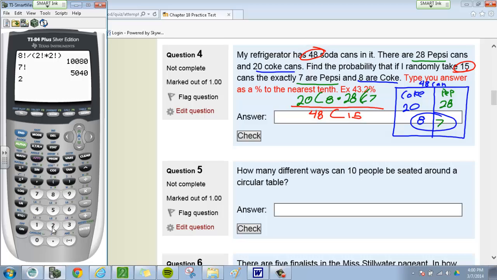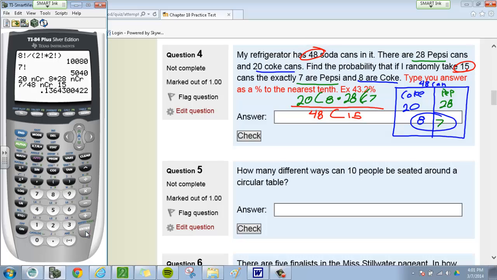So let's just punch that in. 20 math 3, 8. And then we're multiplying that by 28, 7, and then we're dividing that whole thing by 48, 15. Now remember, if we had two things in the denominator, we would definitely need to use parentheses in the denominator. But when you're multiplying a big string of things in the numerator, that's fine. You don't need to put parentheses around that. The calculator knows that those things are going to be in the numerator. That's just how it's programmed.